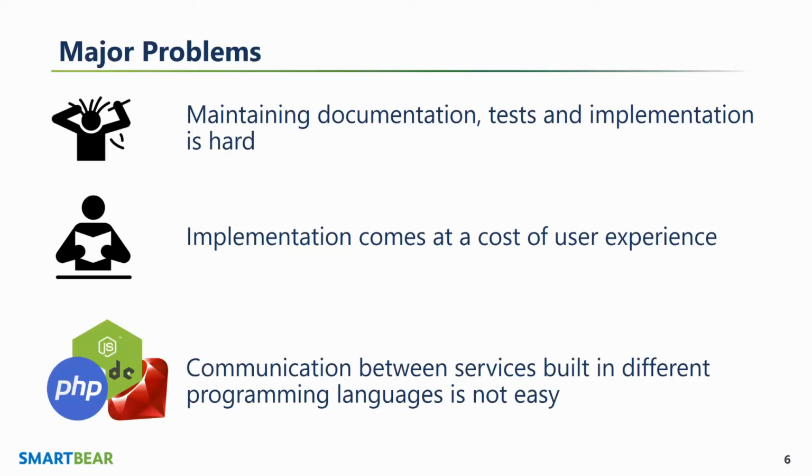And finally, communication between different services built in different programming languages was not always easy, right? For example, if you have a service that's built in Ruby and I have a service that's built in Node.js, we shouldn't be imposing restrictions on each other, saying I can only consume your service if I get a Ruby SDK or a Node SDK from you. It has to be seamless. There has to be a common framework.